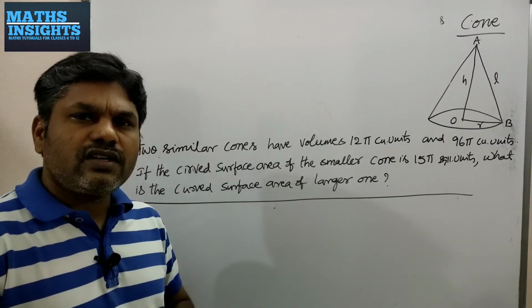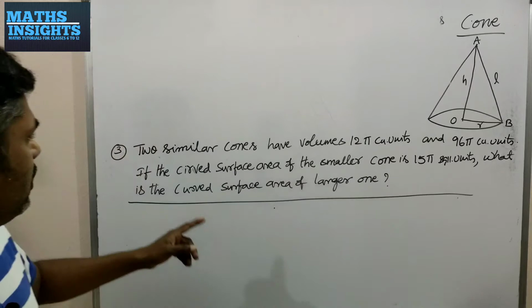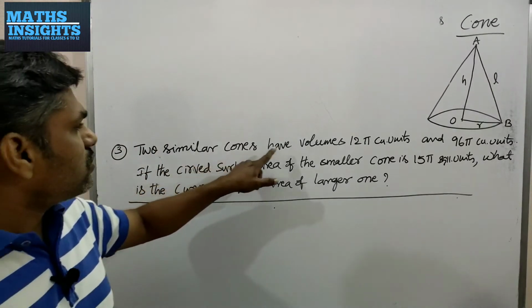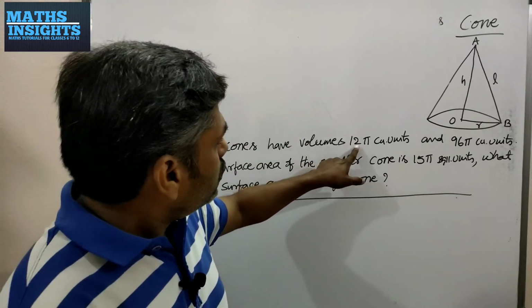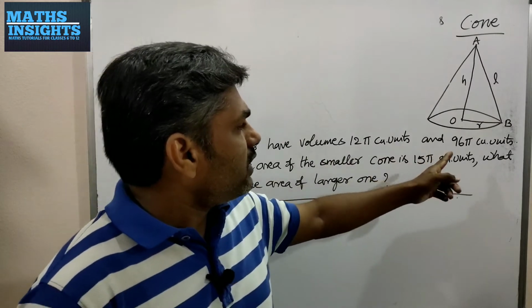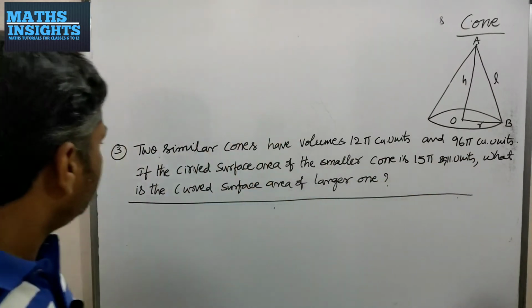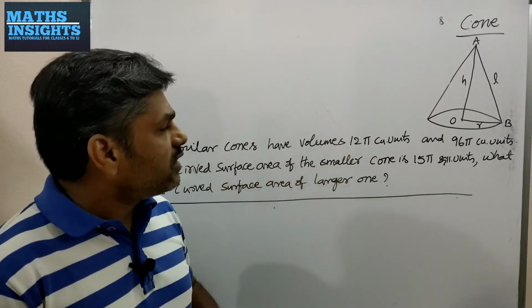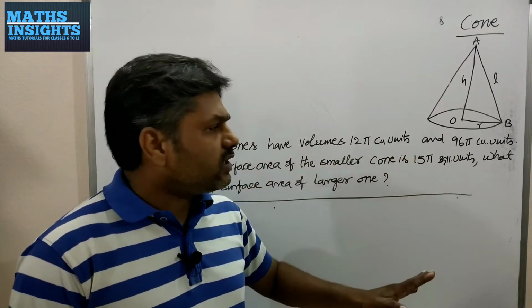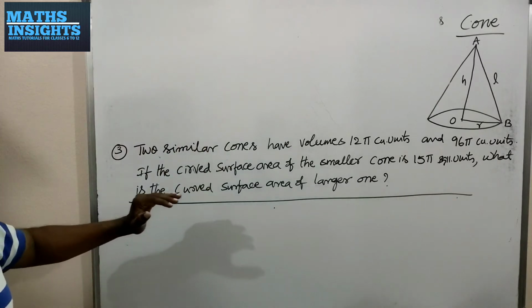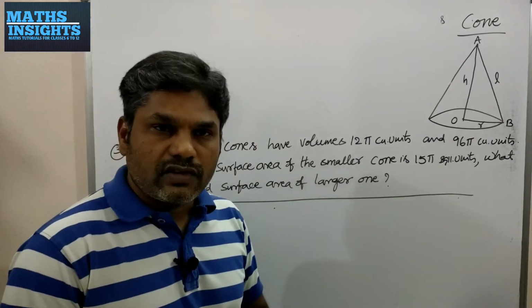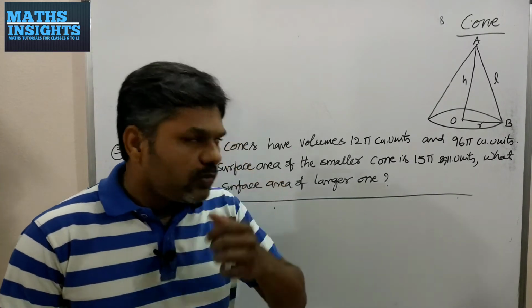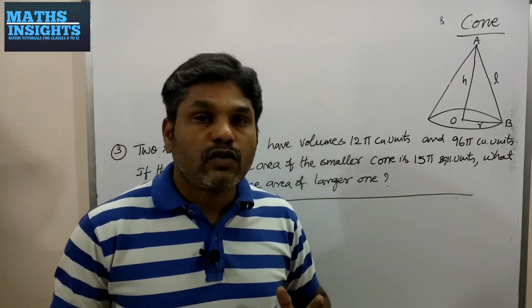Coming to the third and important problem, what they have given: two similar cones have volumes 12 pi cubic units and 96 pi cubic units. If the curved surface area of the smaller cone is 15 pi square units, then they are asking the curved surface area of the larger one. Very simple. In this you have to apply the concept of similar cones.